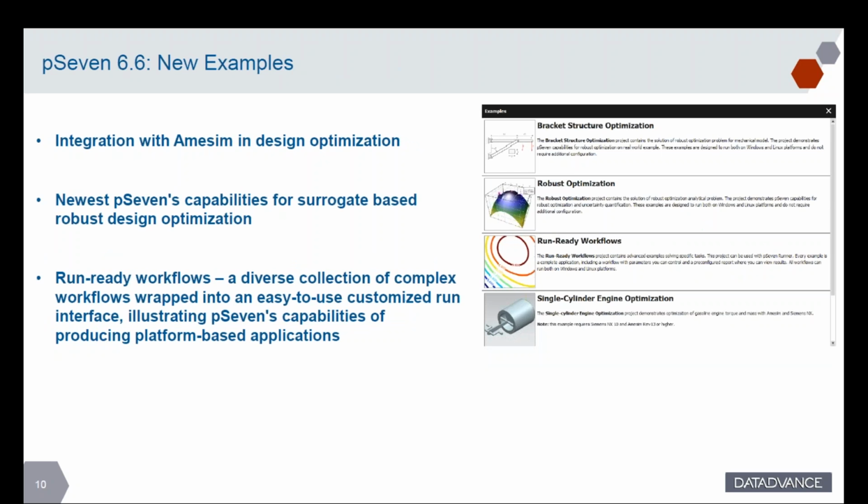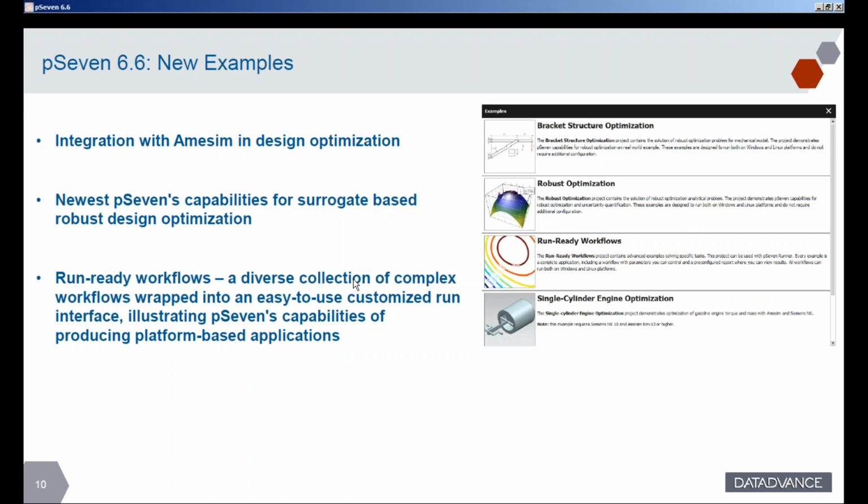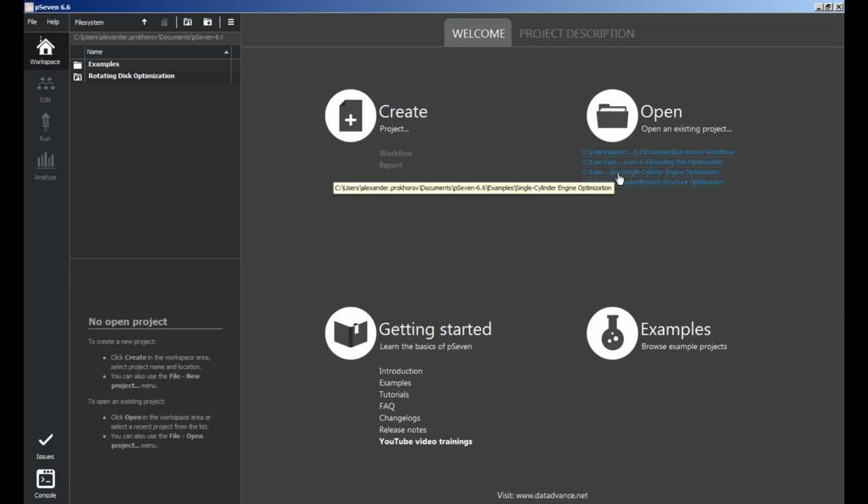One last thing before we proceed to Predictive Modeling Toolkit. In this pSeven Platform 6.6 release, we expanded the set of examples available out of the box. We have heard a thousand times that engineers love solving their problems from appropriate examples. And as you can see, we are working in this direction. Let me briefly show you the examples we added in this release. I will switch to pSeven and show these examples.